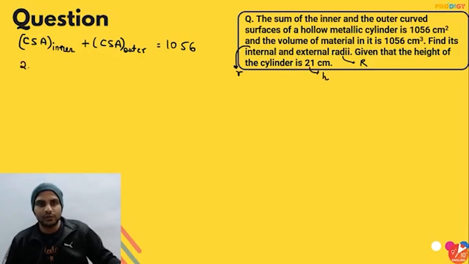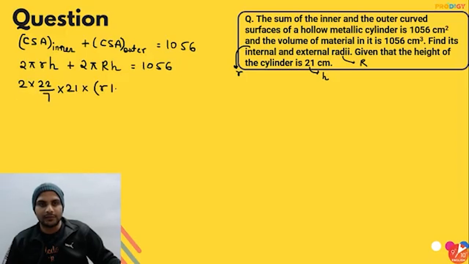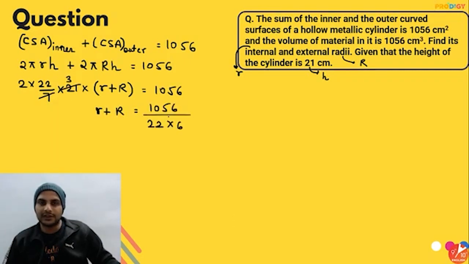So here I can say 2 pi into small r into h plus 2 pi into capital R into h is equal to 1056. If I take 2 into 22 by 7 into h, 21 common, we are left with small r plus capital R is equal to 1056. 7 ones are 7, 7 threes are 21, 2 into 3 is 6. So we'll get capital R plus small r is equal to 1056 divided by 22 into 6. Okay, this will definitely be divisible. Let's divide by 6. 6 ones are 6, remainder 4, 6 sevens are 42, remainder 3, 6 sixes are 36. 176 upon 22, 8 times.